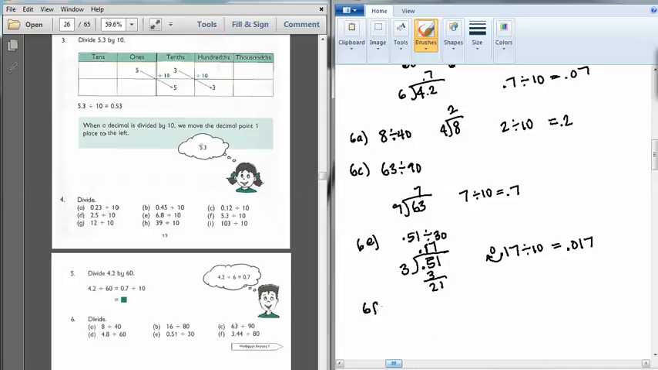Alright, 6F. 3.44 divided by 80. Alright, what is 3.44 divided by 8?